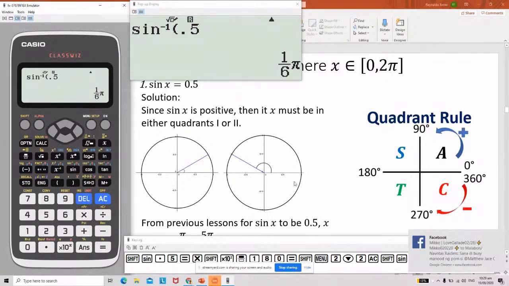Kasi si first quadrant is 0 to pi over 2. Mas maliit si pi over 6 kay pi over 2. Tama? So, ibig sabihin, si pi over 6, na kay first quadrant siya. Sabi natin kanina, sir, all the angles in the first quadrant are actually the reference angles. Tama po? So, we will be needing pi over 6. Now, paano po ngayon yun? Kailangan po natin yung isa pang angle in quadrant 2. Kasi sabi niyo po, sir, x must be in quadrants 1 or in quadrant 2. Tama po ba?